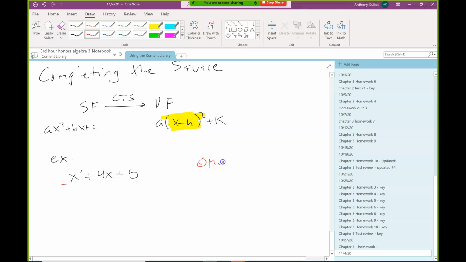what we're going to do is add and subtract the same number so that we can factor part of this standard form polynomial. So it looks like that part that I've highlighted. The way we do that is we're going to add and then subtract b divided by 2 squared.